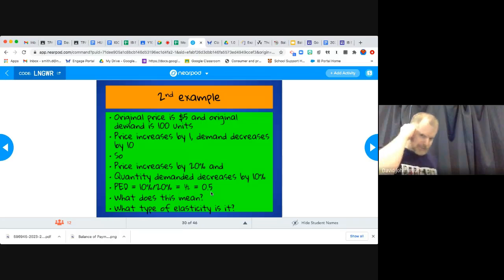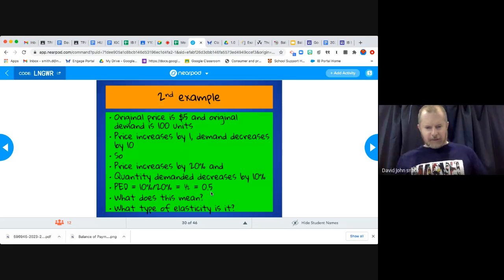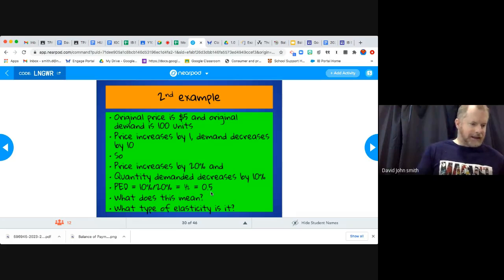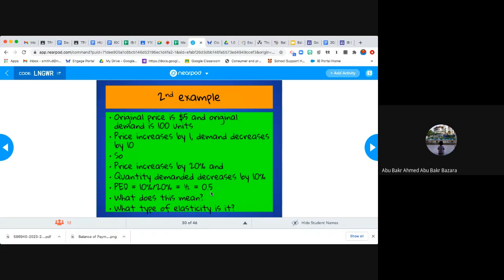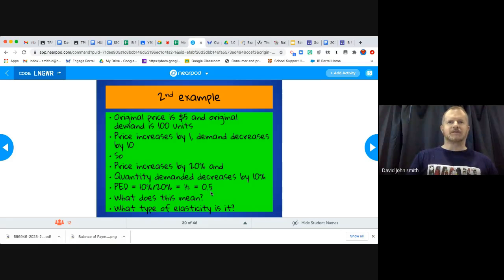All right, okay. So volunteer, who's going to tell me what does a PED coefficient of 0.5 mean? Let's pick on someone. Abu, just because your name is. It would mean it's irresponsive or inelastic. Yeah, so it's not as responsive to the change, so therefore it is more inelastic.